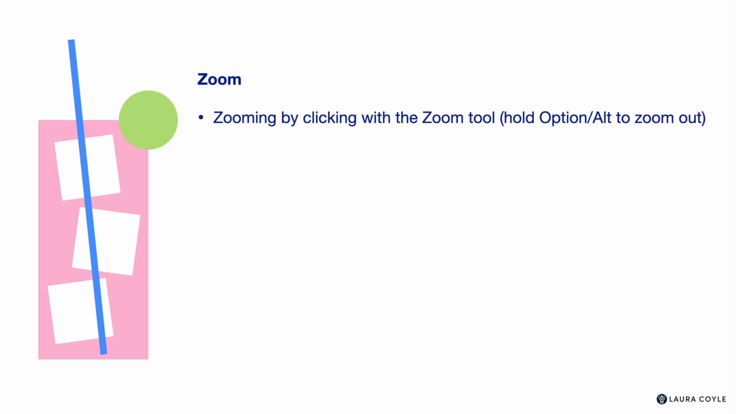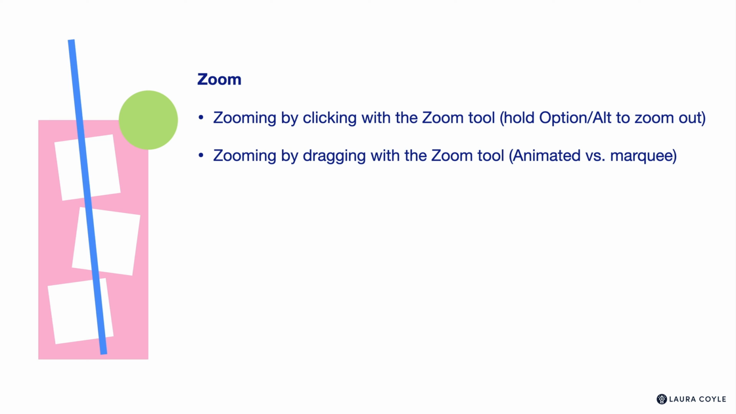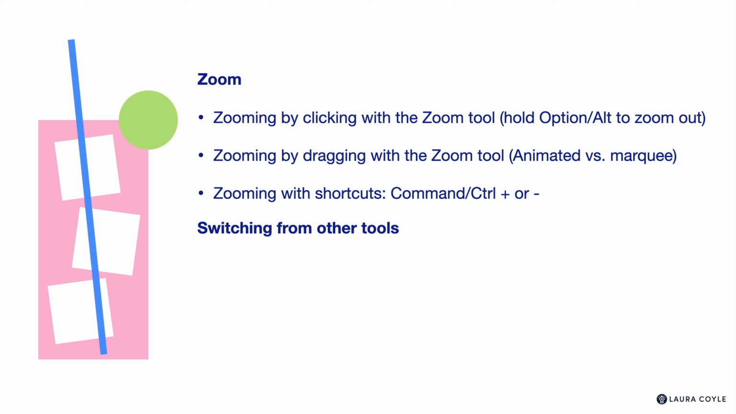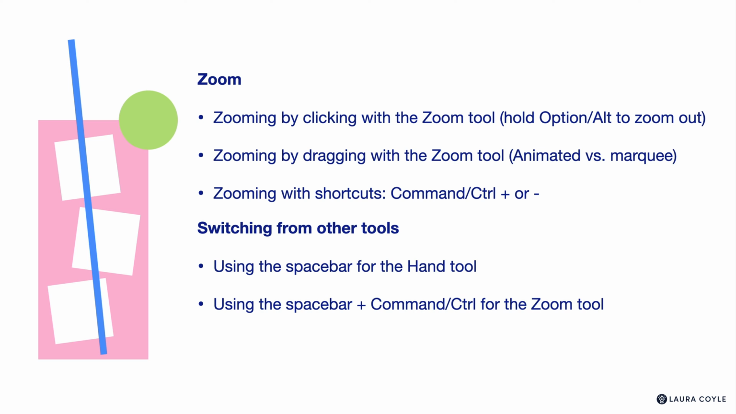So to wrap up, here's a recap of what we've just learned. For zooming, we've learned to zoom by clicking with the Zoom tool, zooming by dragging, and we've learned about animated zoom versus marquee zoom. We've zoomed with the shortcuts, Command or Control plus or minus, and we've learned about switching from other tools. So we can use the spacebar for the hand tool and spacebar plus Command or Control for the zoom tool. And finally, we looked at the Rotate View tool.